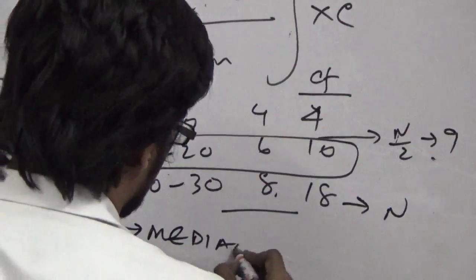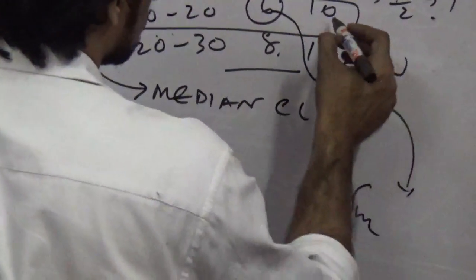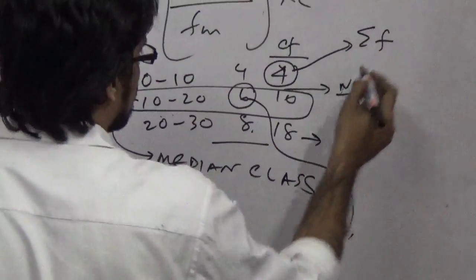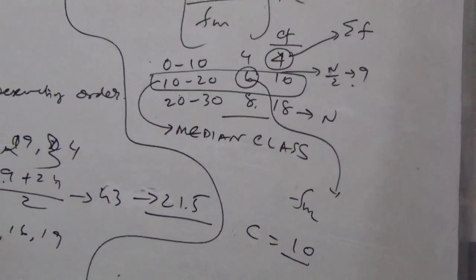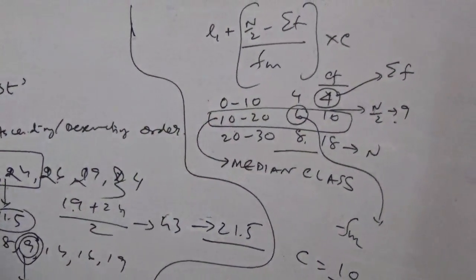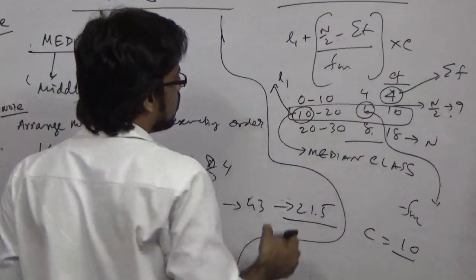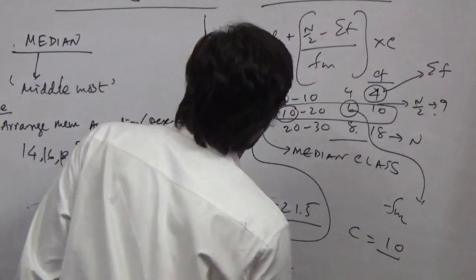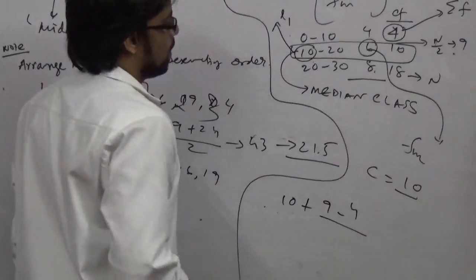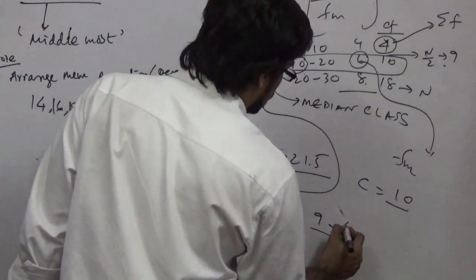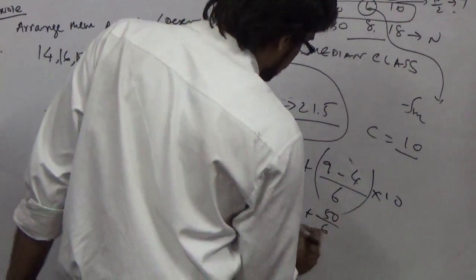So this is called the median class. This 6 value is called the frequency of the median class. This is called summation of f, and c is 10 because in each case the class width is equal and that is 10. If it is of unequal class width, the class width of the median class will be taken into consideration. So now if we put the values in, what is L1? This is L1, the lower class limit of the median class. So that is 10 plus n by 2, that is 9, minus summation of f, that is 4, divided by 6, times 10. This is 50 by 6.